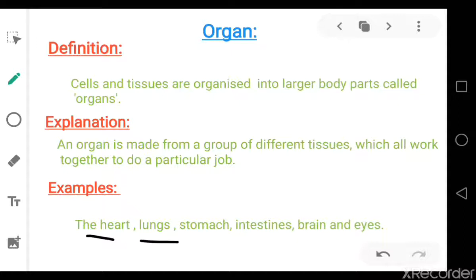And so does the lung, which provides us inhaling and exhaling. It helps in breathing. And you know the stomach and intestine, what the brain does, and the eyes. I hope you all know the rest. And these are the examples of organs. Now moving towards our next slide.